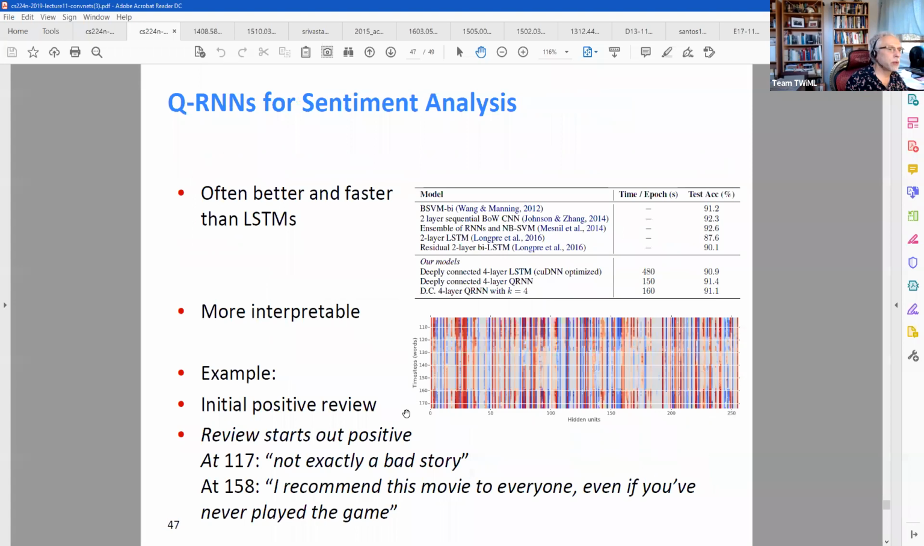Better and faster, and I guess they're doing a sentiment analysis task, which means classifying a review as positive or negative. Let's see, their models, time and accuracy. So the takeaway from this slide is that their models are almost as accurate as the other state of the arts, but they're much faster. So there's a trade-off there.